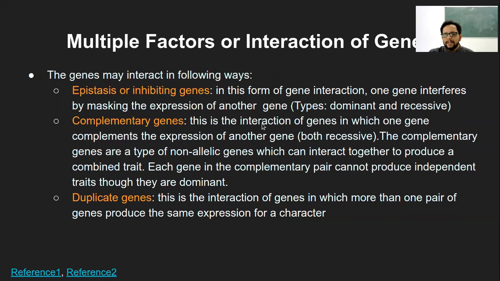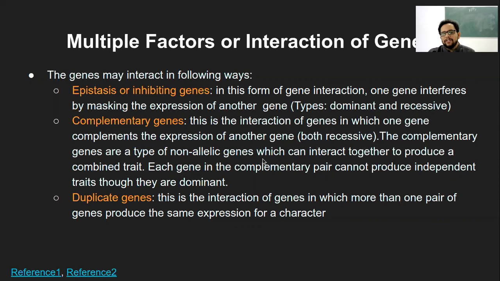Complementary genes. This is the interaction of genes in which one gene complements the expression of another gene. Now in the first case of epistasis, they were inhibiting. In the second case, they are complementing the expression of each other. And they can be both recessive. Now imagine both being recessive, that means ideally we imagine they should produce the recessive phenotype only. But that may not be the case. And that is what this is talking about, complementary genes.